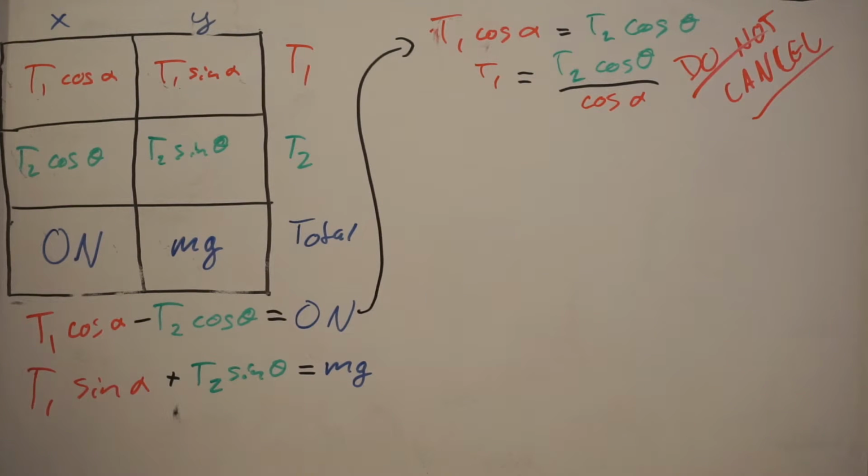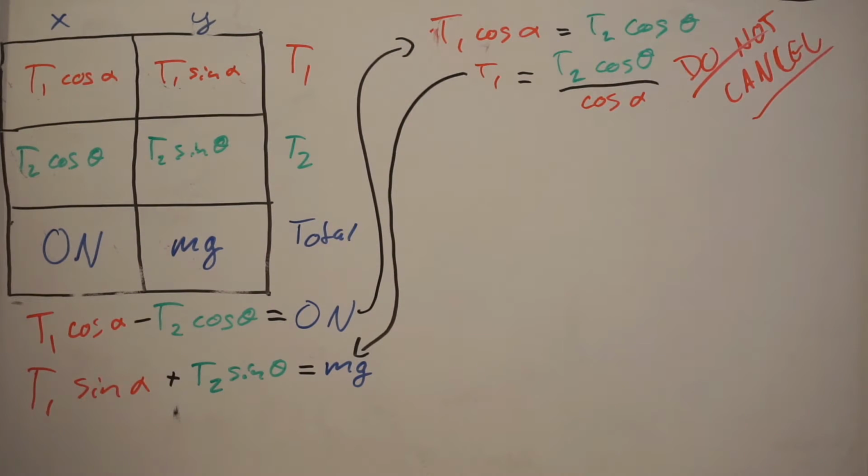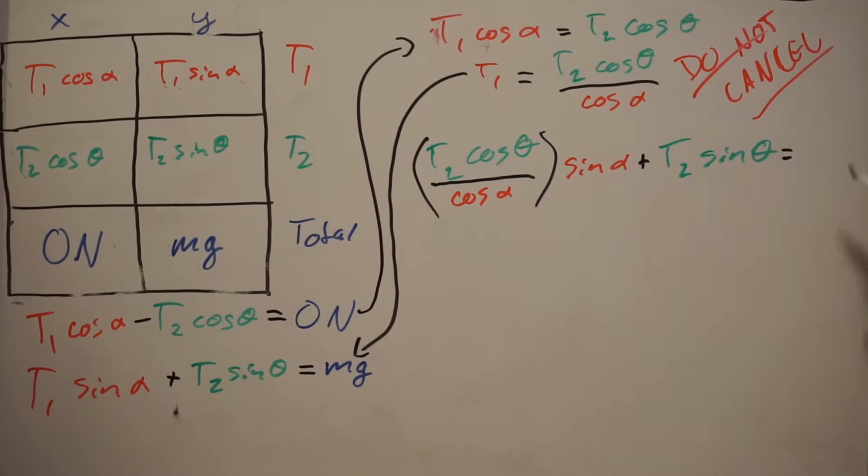Now those don't cancel out because they are different angles. Keep that in mind. So now we're going to substitute that back into our Y equation. So instead of T1 sine alpha, we have T2 cosine theta over cosine alpha times sine alpha plus T2 sine theta. You see how that substitution worked? I'm going to do something very important here. Notice how each term has a T2. I'm going to factor that T2 out.